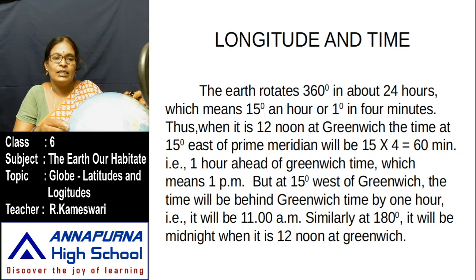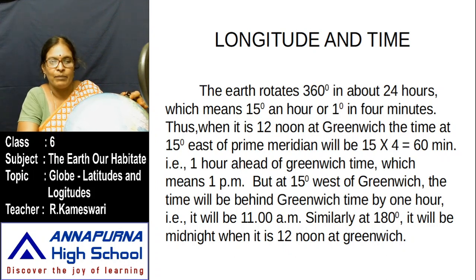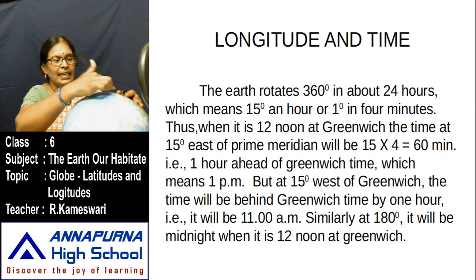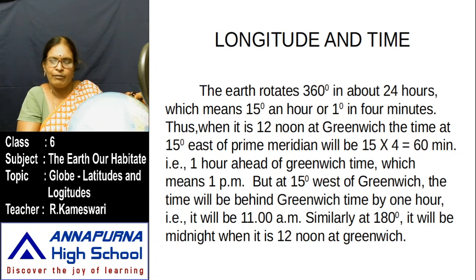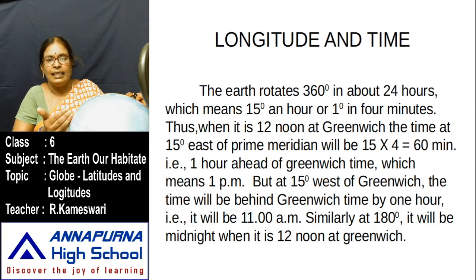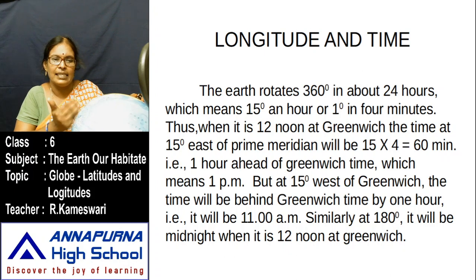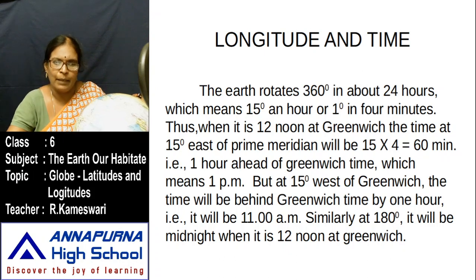60 minutes will come. So 1 hour ahead of the Greenwich time, which means 1 p.m. The time is 1 p.m. in 15 degrees east longitude. And then at the same time, if you come back of the Greenwich 15 degrees longitude of west side, western hemisphere, here 1 hour comes back. So here the time is 11 a.m. Similarly, at the same time in 180 degrees east and west longitude, the time is 12 p.m.